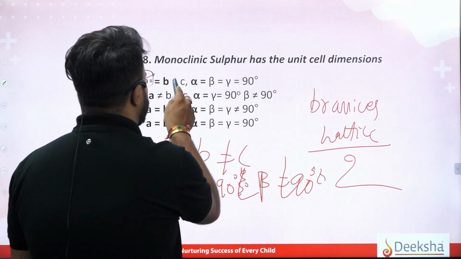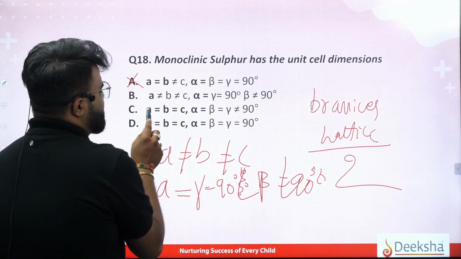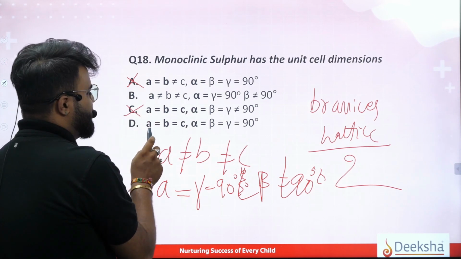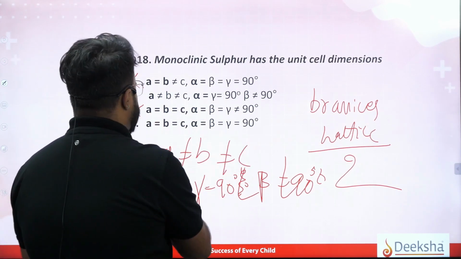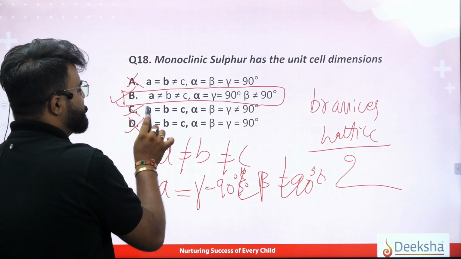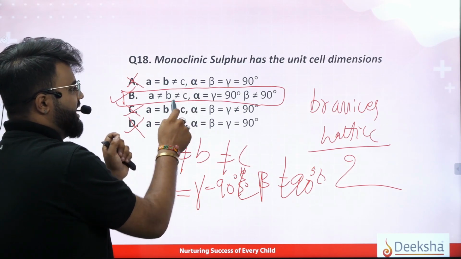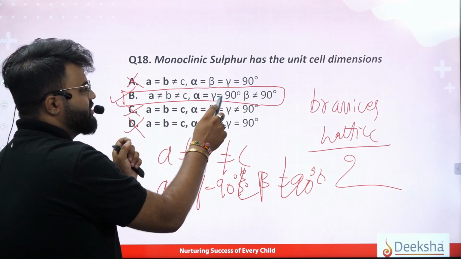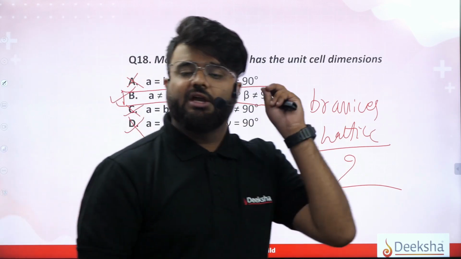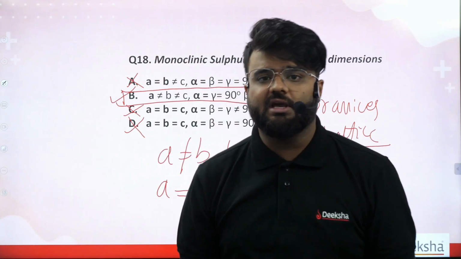If A is equal to B and B is not equal, then it is wrong. First, A is equal to B, B is equal to C, not at all. Then coming to A equal to C, here you can see not at all. Then option B is your correct answer, where it tells A is not equal to B, B is not equal to C, then alpha is equal to gamma is equal to 90 degrees, where beta is not equal to 90 degrees. It is a direct options question. If such questions come, you can solve them easily.